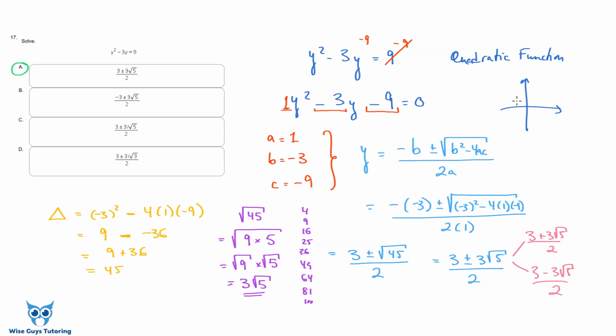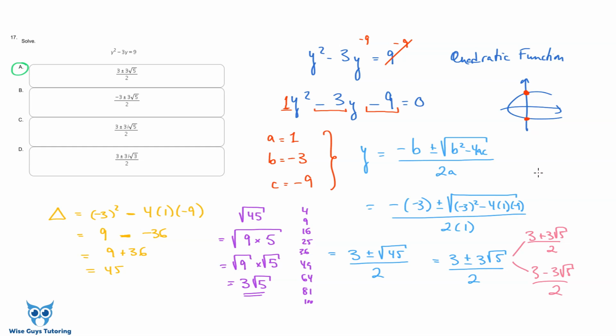Well, this specific parabola opens to the right. Usually you would see it as x squared minus 3x minus 9. That would look like an upward parabola. But the idea is the same. There are two values which cross the y-axis here. And they are right here.